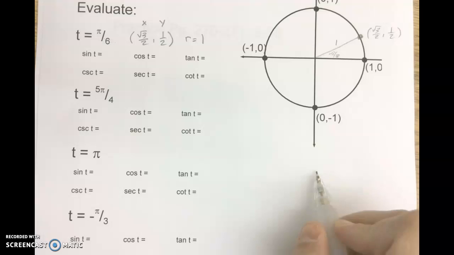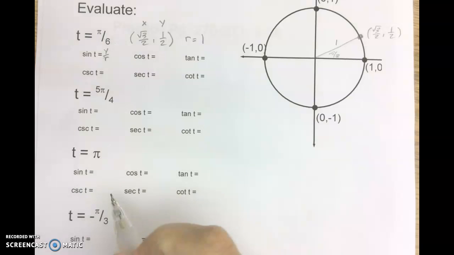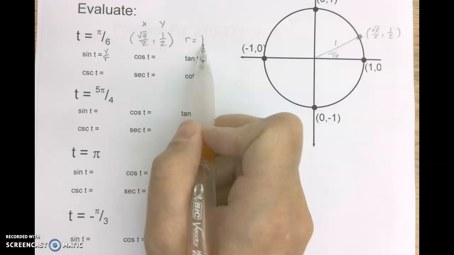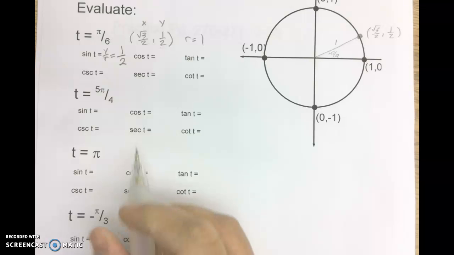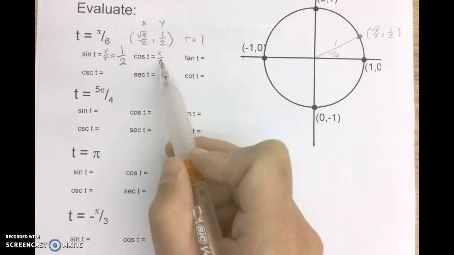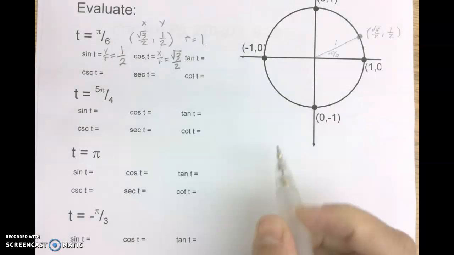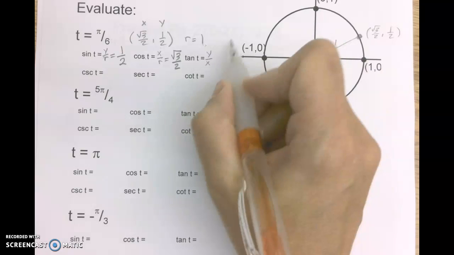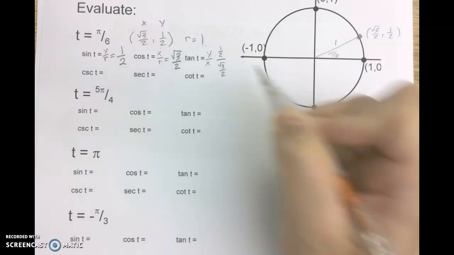All right, so remember, sine, which we just wrote, was y over r. My y is 1/2 and r is 1. Anything over 1 is itself, so it's just 1/2. Cosine is x over r. Again, r is 1, so whatever x is, that's what goes right here, the square root of 3 over 2. Tangent is y over x, so this will be 1/2 over the square root of 3 over 2.